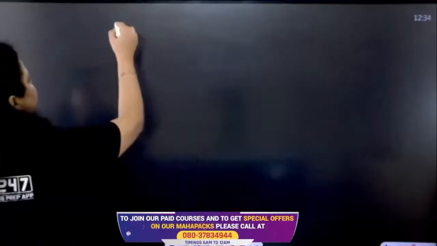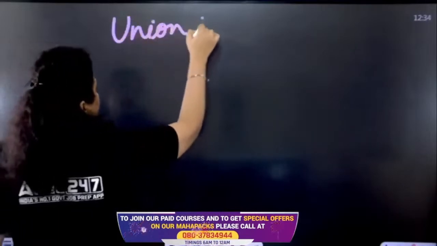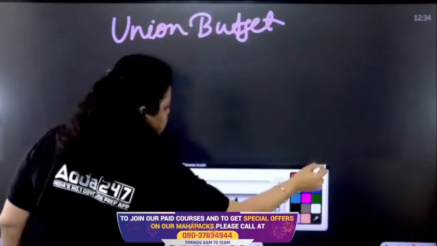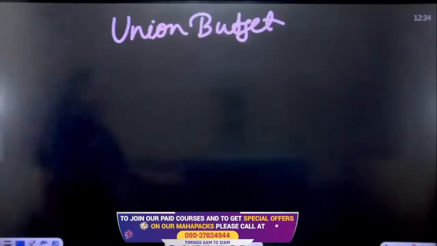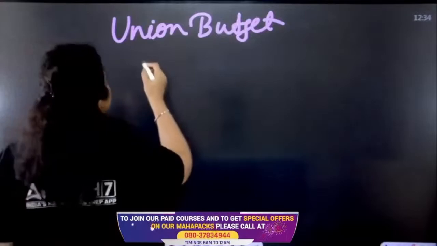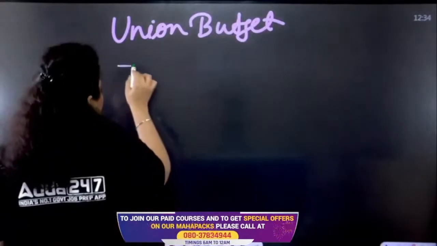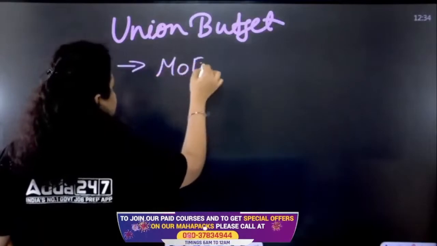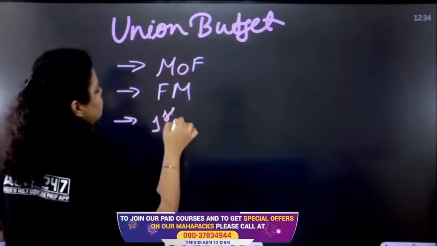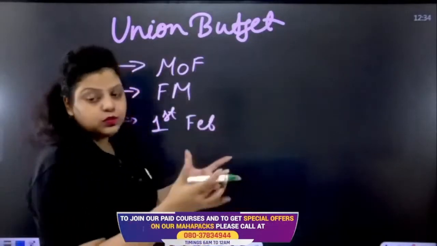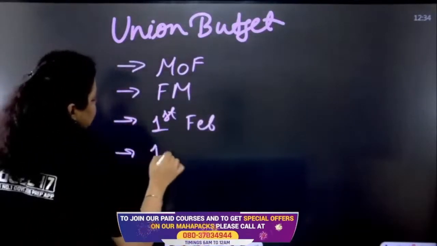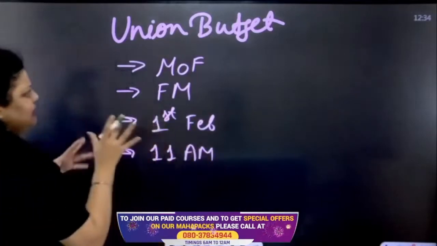The union budget is also what you can call fiscal policy. The fiscal policy is presented every year with the union budget of the government of India. It is prepared by the Ministry of Finance and presented by the Finance Minister on 1st February, the first working day of February, at 11 AM. This is the basics of your budget.